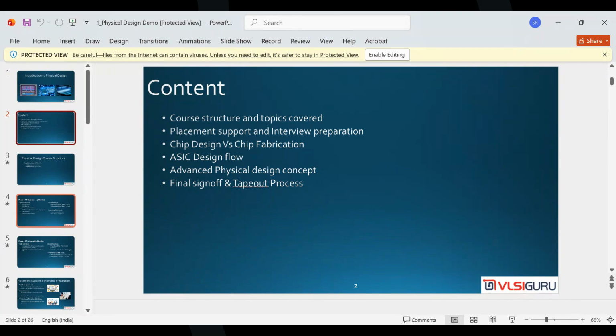Then we will discuss a few topics related to physical design. We will also see the PD flow, as well as the SoC flow. And we will see what advanced design concepts are going to be discussed in the advanced physical design course, and what happens in the final sign off or tape out process.